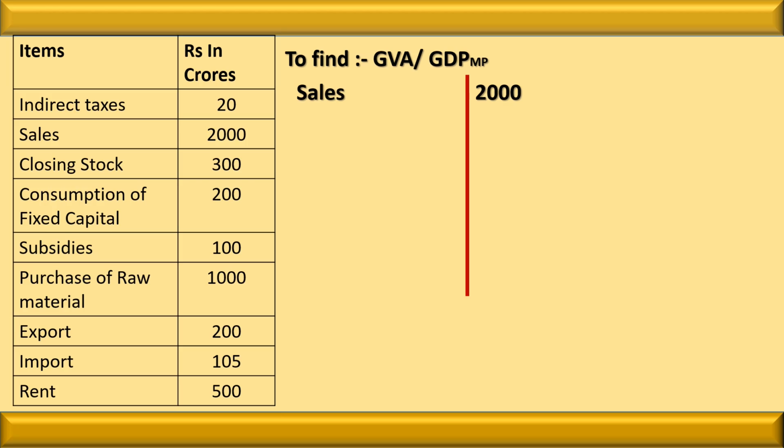After that, what we have to do? We have to add change in stock. What is change in stock? Closing stock minus opening stock. Closing stock is written over here, that is 300, but the opening stock is not given. So change in stock will become 300. How? 300 minus 0. Since the opening stock is not given, it means 300 minus 0. So change in stock becomes 300. We will get value of output.